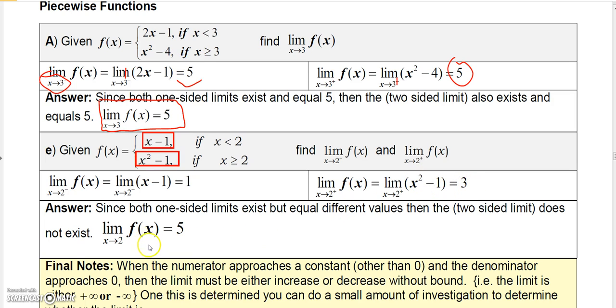And now, since both one-sided limits exist but equal different values, then the two-sided limit does not exist.